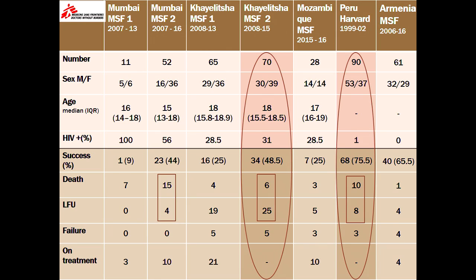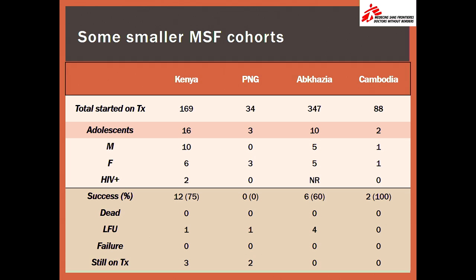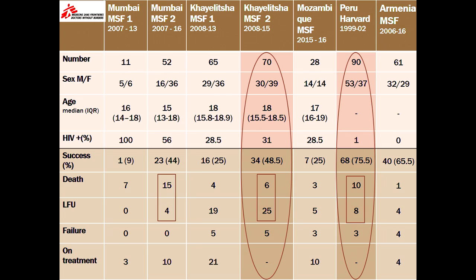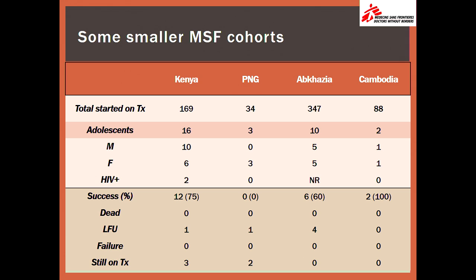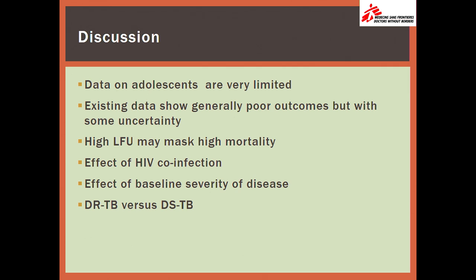And over the next few minutes, I'm going to discuss what is already published from some interesting papers. Again, a very small slide just showing some smaller cohorts in MSF, small numbers always: Kenya 16, 3 from PNG, 10 from Abkhazia, and 2 from Cambodia. I don't think these are interpretable. It's just to show that at least we have some movement, that we're going to start pooling our data together and discussing the adolescents separately from the rest of our patients.